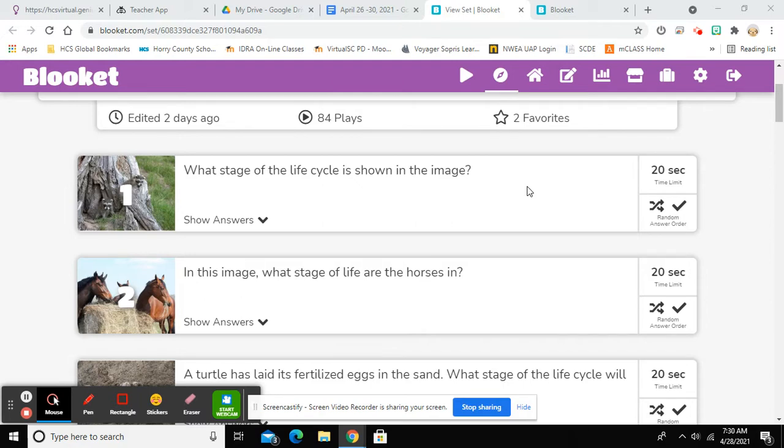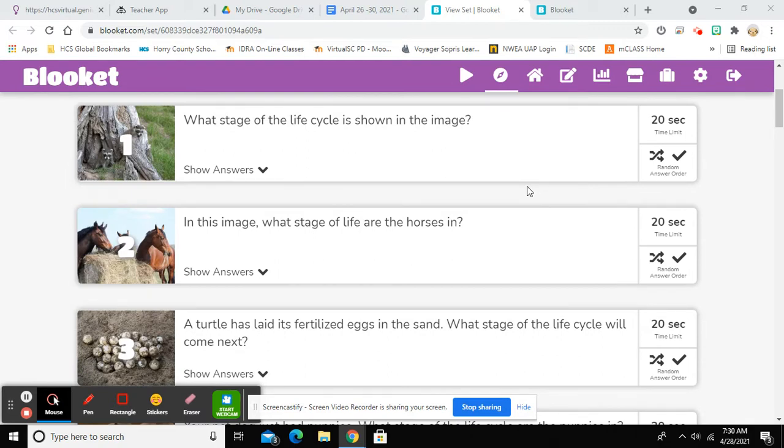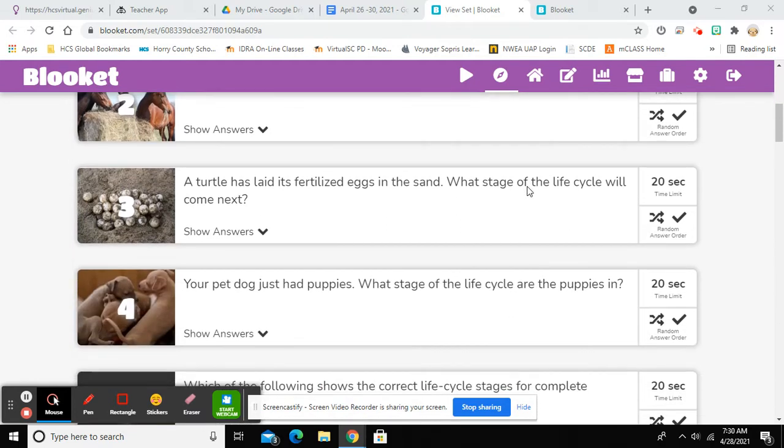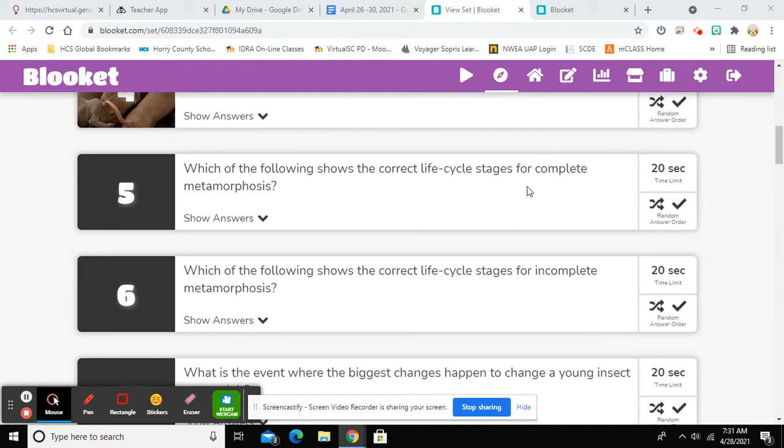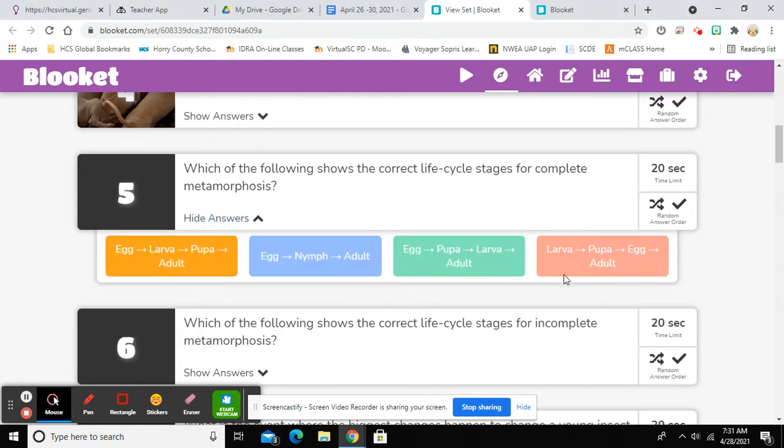So here are some of the questions. What stage of the life cycle is shown in the image? In this image, what stage of the life cycle are the horses in? A turtle has laid its fertilized eggs in the sand. What stage of the life cycle will come next? Your pet dog just had puppies. What stage of the life cycle are the puppies in? Which of the following shows the correct life cycle stages for complete metamorphosis? So here are your choices.